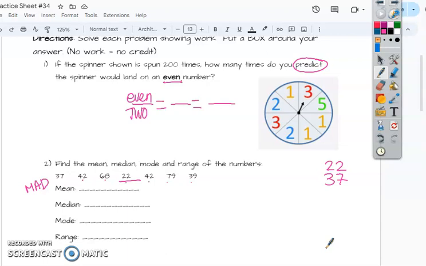And then we have range. Range is your biggest number minus your smallest number. So this problem is worth 4.